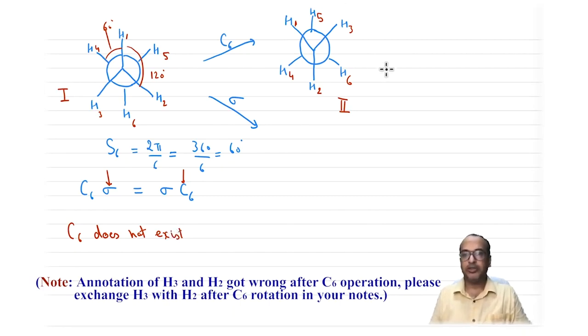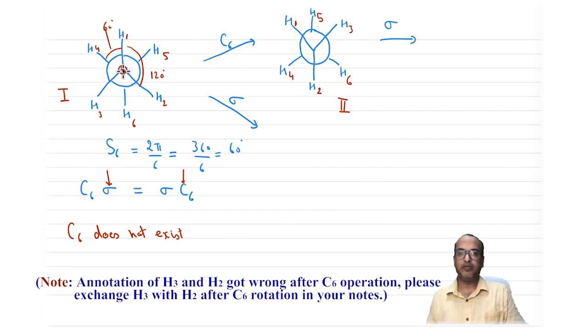Now let's do sigma. So sigma has to be perpendicular to this C6 axis. So where is our C6 axis? The C6 axis is actually passing through the two carbons. Okay, so I'm drawing it perpendicular to the plane of the board, like a circle with a dot inside. So this is my C6 axis. This particular plane now has to be perpendicular to the C6 axis, which means that the sigma is the plane of the board.